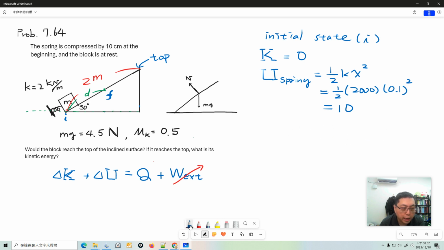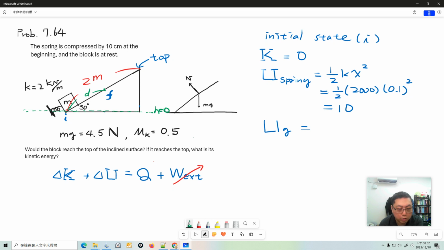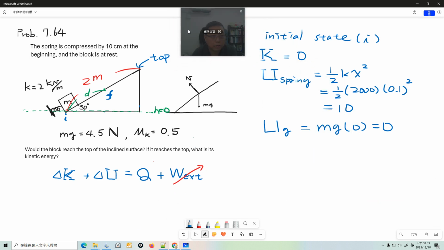And do we have gravitational potential energy in this problem? This motion has a height change, because from bottom to the top there will be a height change. So we have to consider gravitational potential energy. But at the initial state, because we can set the height origin here, h equals 0 there. So at the beginning, the gravitational potential energy is also 0. Now we will do the same analysis for the final state.